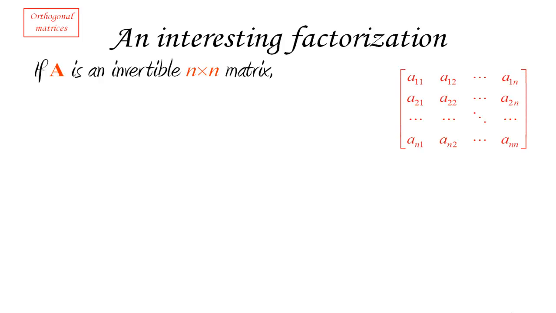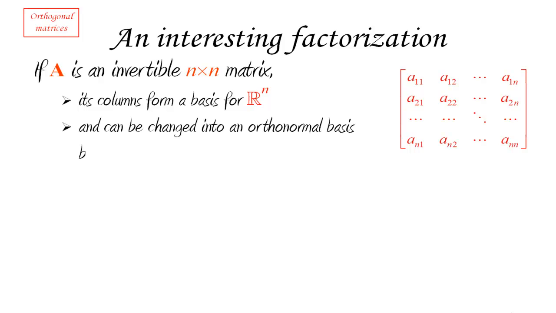Well, we're going to look at invertible matrices. So let's say that this is an invertible matrix. Then we know that its columns have to form a basis for Rn. If it's invertible, it means that the columns are linearly independent. There are n of them, so they must form a basis for Rn. And that basis can be changed into an orthonormal basis by using the Gram-Schmidt process, right?